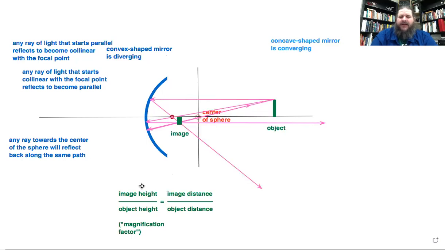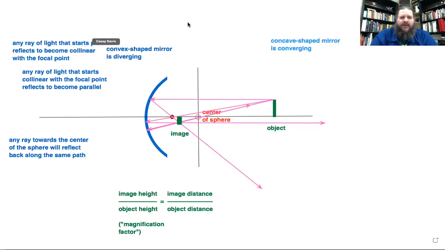And also it's upside down in the sense that the object was above the axis. This image is below the axis. So it's flipped upside down compared to the original object. It's reflected. And also smaller, this also goes back to the proportionality thing.